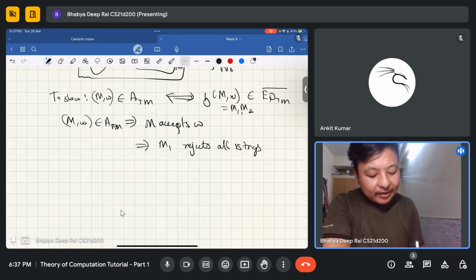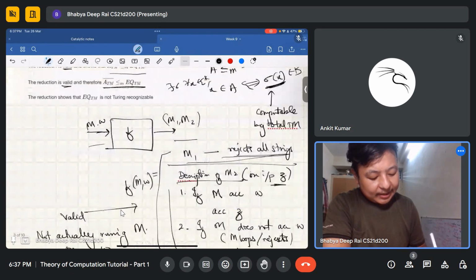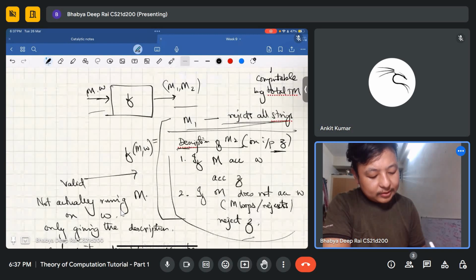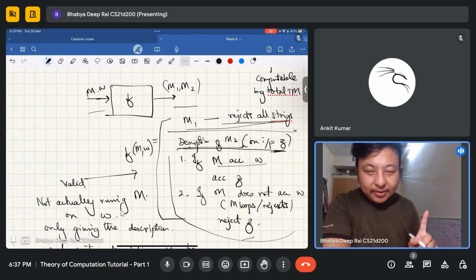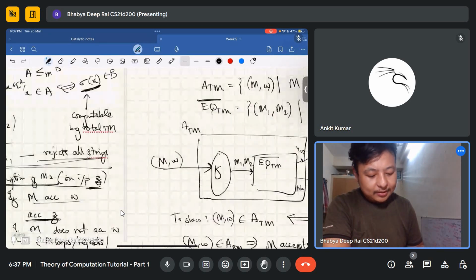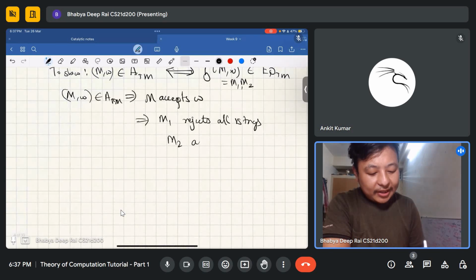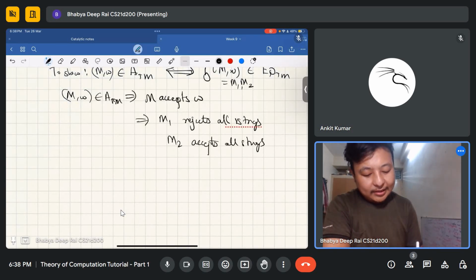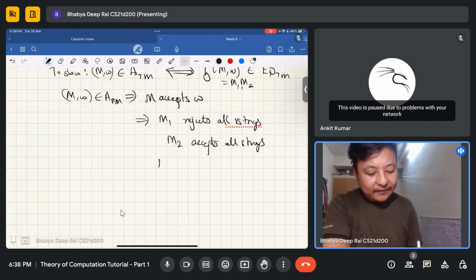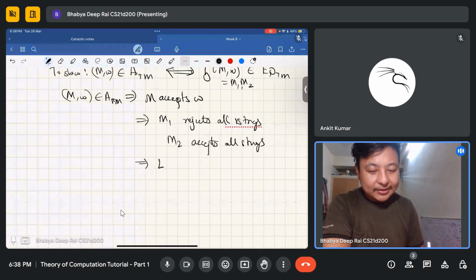But now what do you have? What does M2 do? M2, since M accepts W, because MW is in ATM, will accept all Z, any Z that you give. How does M2 behave? M2 accepts all strings. So what is the language of M1? Since it rejects all the strings, the language is empty.